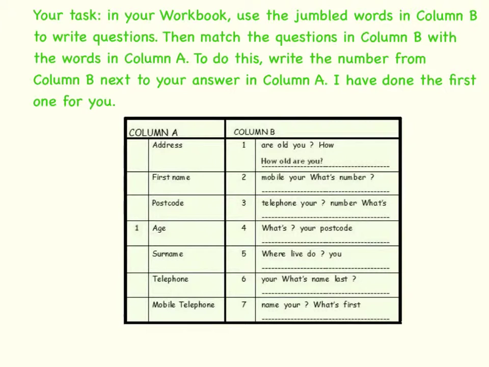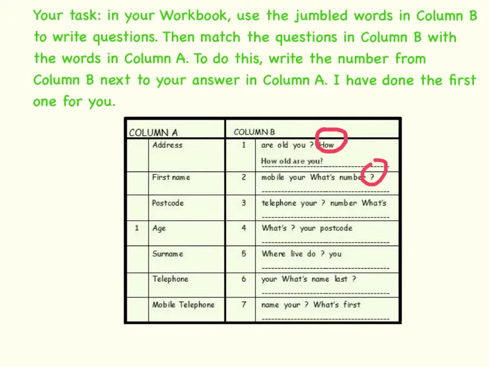For example, the first word of the question or any sentence will always begin with a capital letter. If you look here, you will see the word how, and you will see that that begins with a capital letter, and you therefore know that that will be the first word of your question. Because these are questions, the very end of the question will always be a question mark, one of these. So where you see that, that will go at the very end of your question. You do that for all 7 of the jumbled sentences in column B.